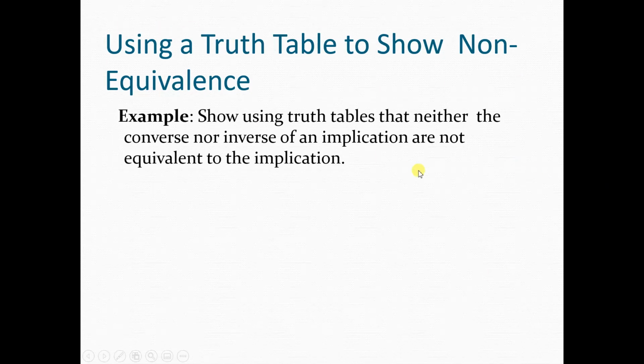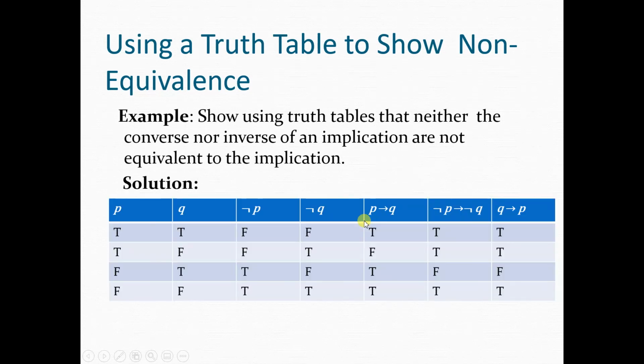Using a truth table to show non-equivalence. Show using truth tables that neither the converse nor the inverse of an implication is equivalent to the implication. So again, we made this truth table in order to show that all these are not equal. You can see in the first row these are equal, but this row makes the difference. Right? So the conditional, converse, and inverse are all not equal.